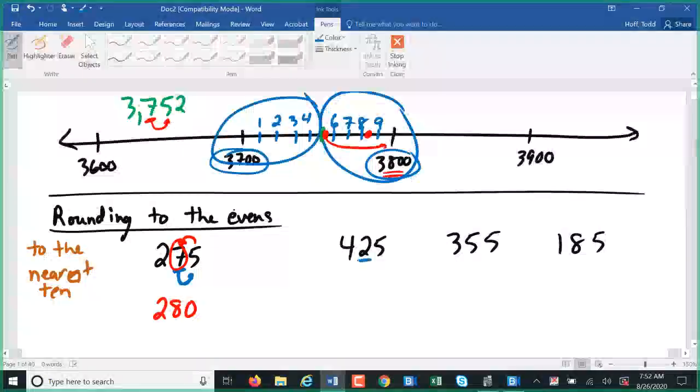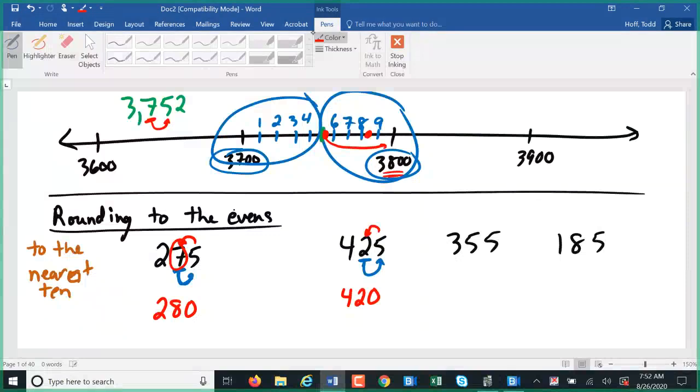Over here, 425, that's a 2 in the tens place. The next digit's a 5. When we look back at the digit in our tens place, is the 2 even? Yes. So we leave it at 2. Over here, in the tens place is a 5. The next digit is a 5. So we look back, is that 5 even? No, so we round that up to an even digit.